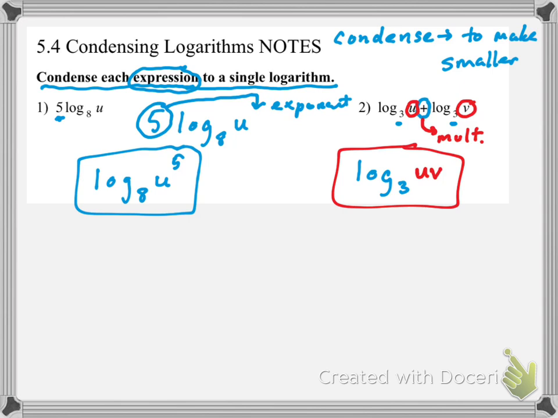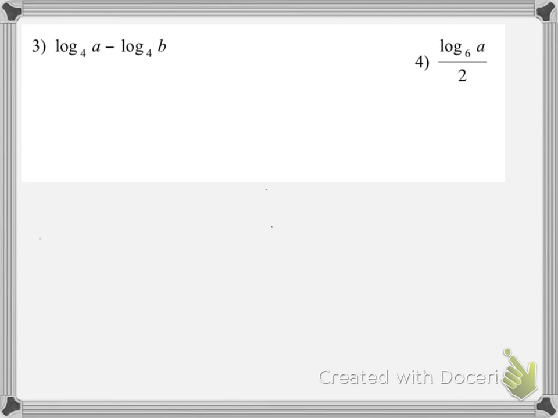All right? So if there's a number in front, make it an exponent. If you're adding 2 logs, multiply the 2 things that are inside the log. All right? Now, what happens if it's division? Subtraction. Well, subtraction means we're going to divide. So I'm going to have log base 4, because there's our bases. So now I'm going to take A and B, and I'm going to divide.